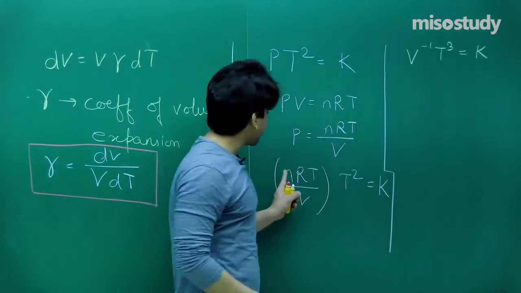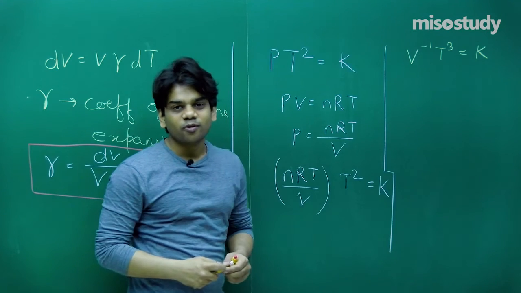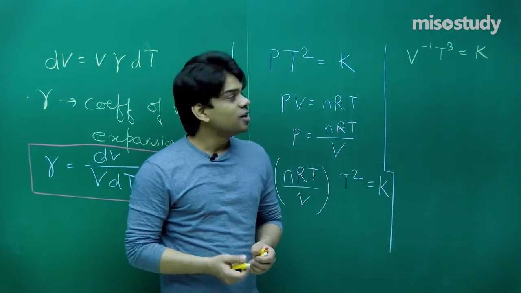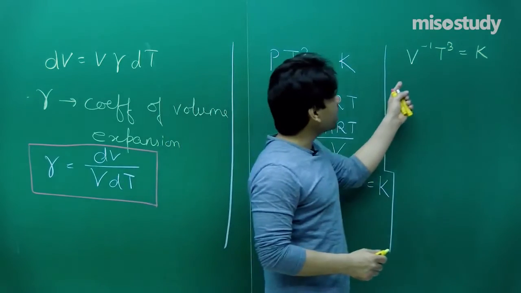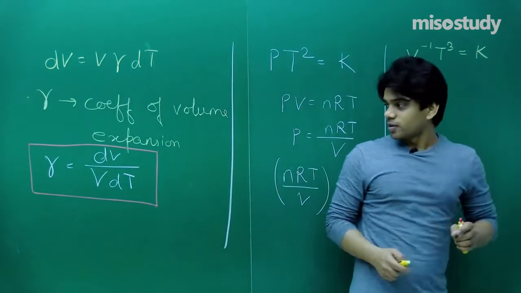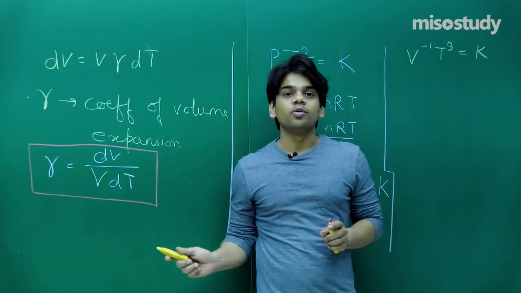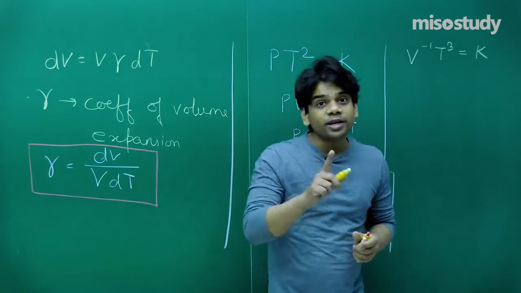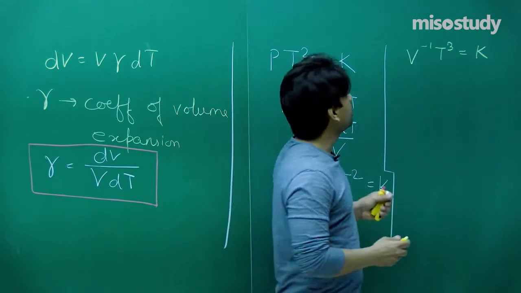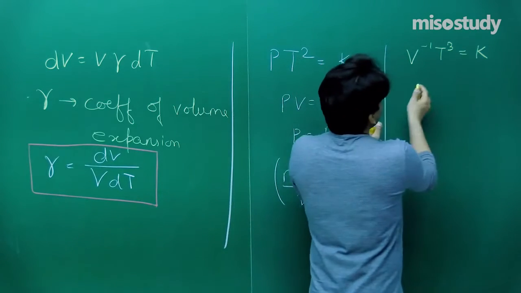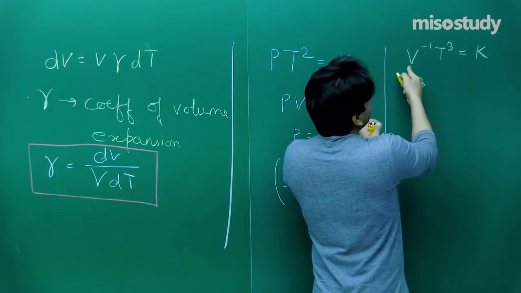See, because n and R will be constant for the system, you can take T to the power 3 into V to the power minus 1. You got a relation between temperature and volume, and here also you want a relation between temperature and volume. Now what do you do? You differentiate this entire equation. Both volume and temperature are variable.